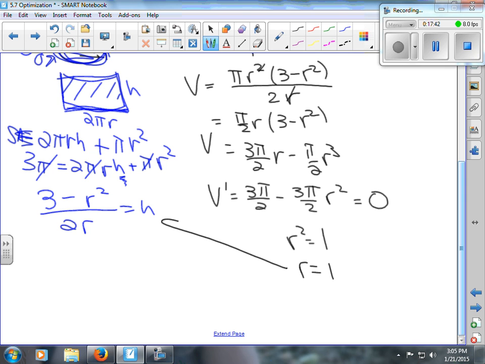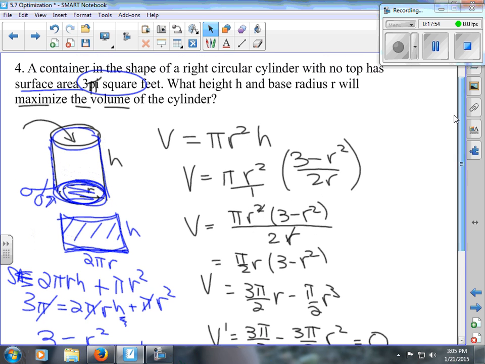Come over here to find what h would be. H would be 3 minus 1 over 2, which is 1. So h is 1. And let's make sure we're answering our question. What are the height and base radius? So 1 foot and 1 foot.